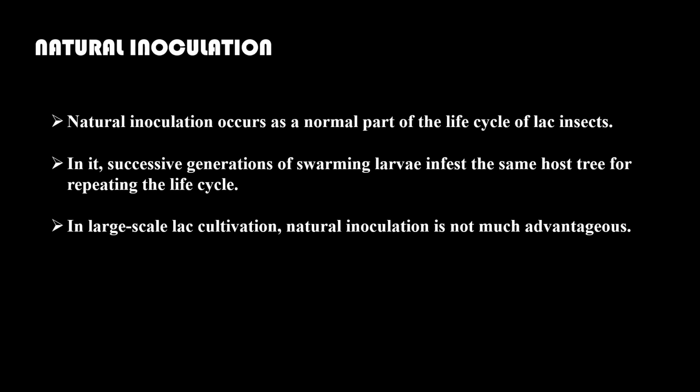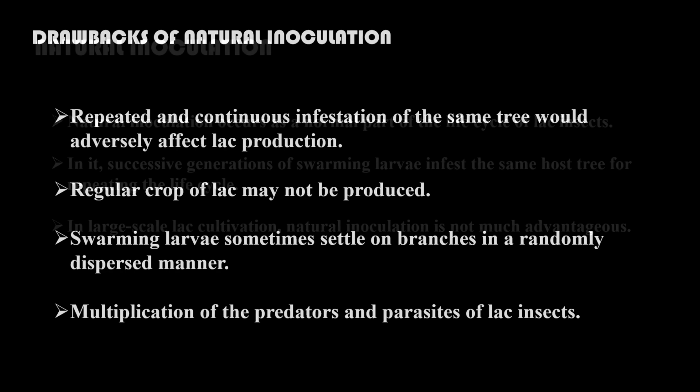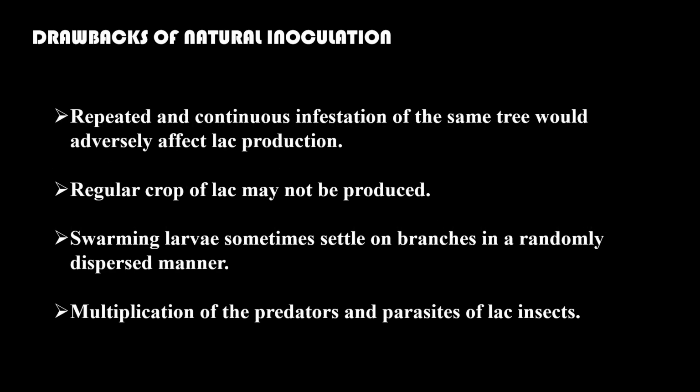In large scale lac cultivation, natural inoculation is not much advantageous. Drawbacks of natural inoculation: repeated and continuous infestation of the same tree would adversely affect lac production. A regular crop of lac may not be produced. Swarming larvae sometimes settle on branches in a randomly dispersed manner. There is also multiplication of the predators and parasites of lac insects.